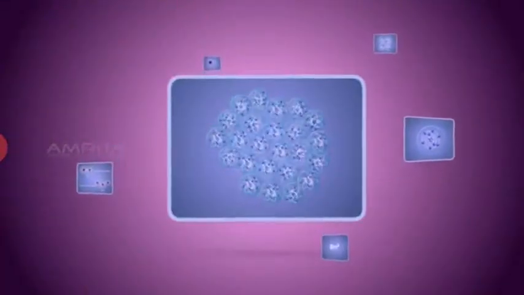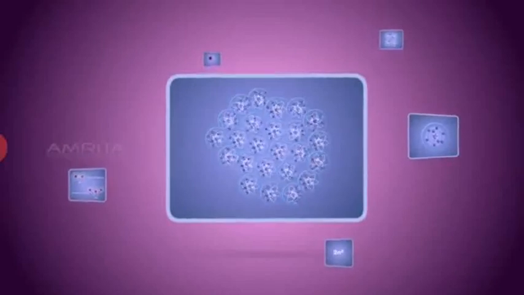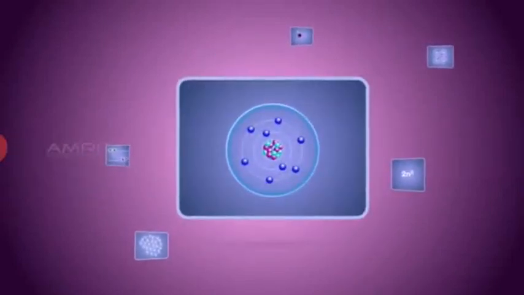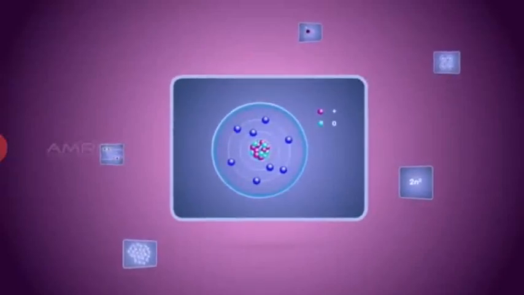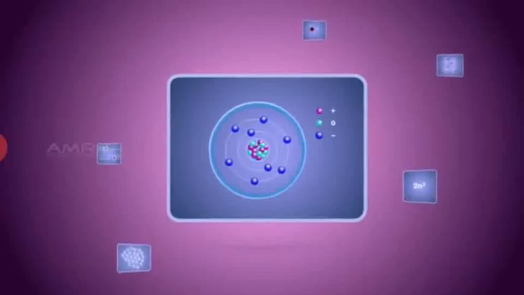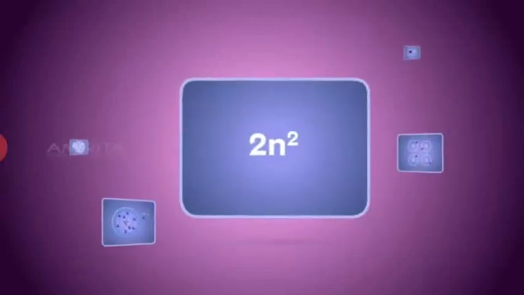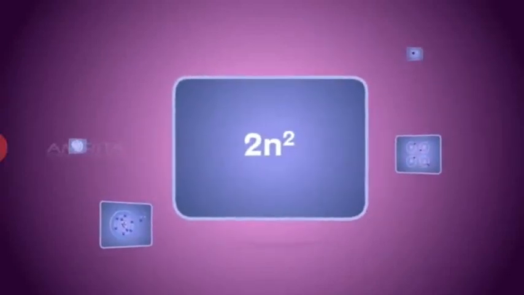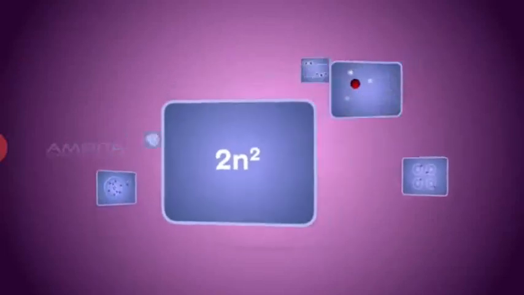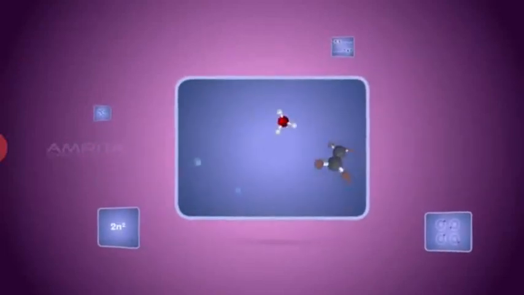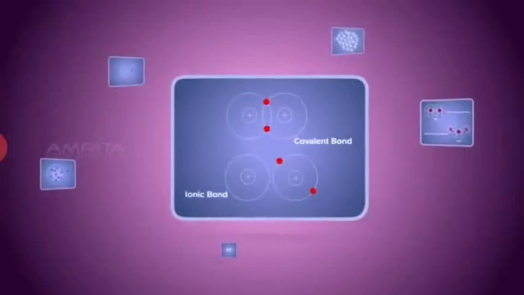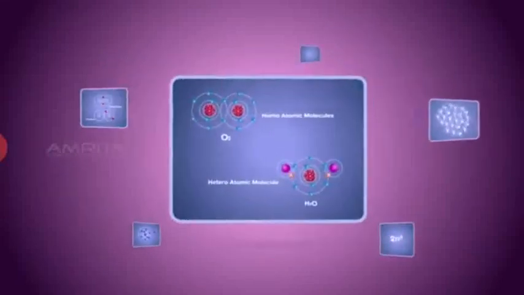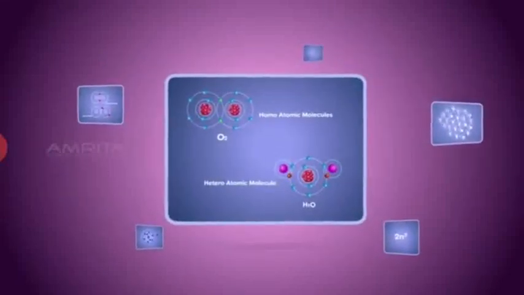Things to remember. Building blocks of matter that we see in the universe are atoms. Protons, neutrons, and electrons constitute an atom. Protons have a positive charge, neutrons have no charge, and electrons are negatively charged. The maximum number of electrons present in a shell is given by the formula 2n squared. A molecule is a chemical bonding of two or more atoms. Bonds are classified as covalent and ionic. There are two types of molecules, homoatomic and heteroatomic.